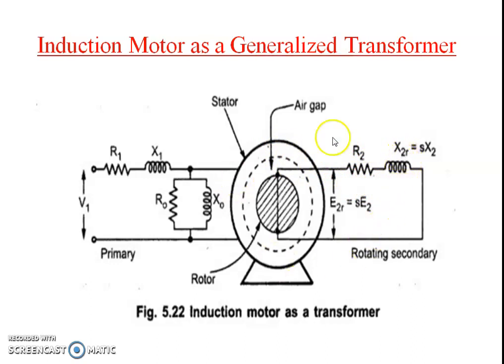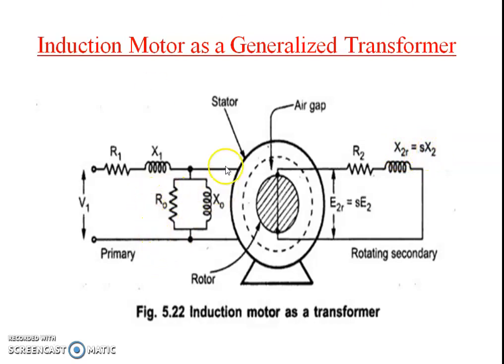The induction motor has a rotor, which is always the rotating part. So as we consider the machine in running condition, X2R is equal to S into X2. This S indicates the slip. X2 means the standstill reactance of the rotor, but we consider X2R, the running condition reactance, which is equal to slip S into X2.